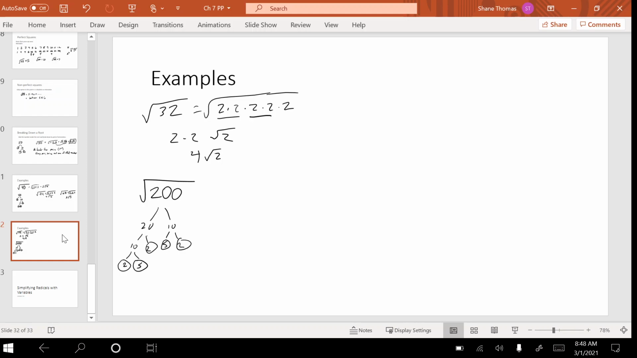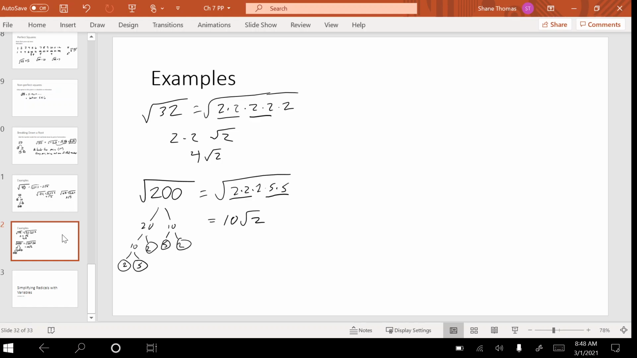Yeah. All right, so this guy is going to be, what, 3 2's and 2 5's? Yeah. 2, 2, 2, 5, and 5. Now, just be careful here because we have 2 numbers we're bringing out. We have a pair of 2's and a pair of 5's. What's 2 times 5? 10. What's left inside? 2. Is that right with that?